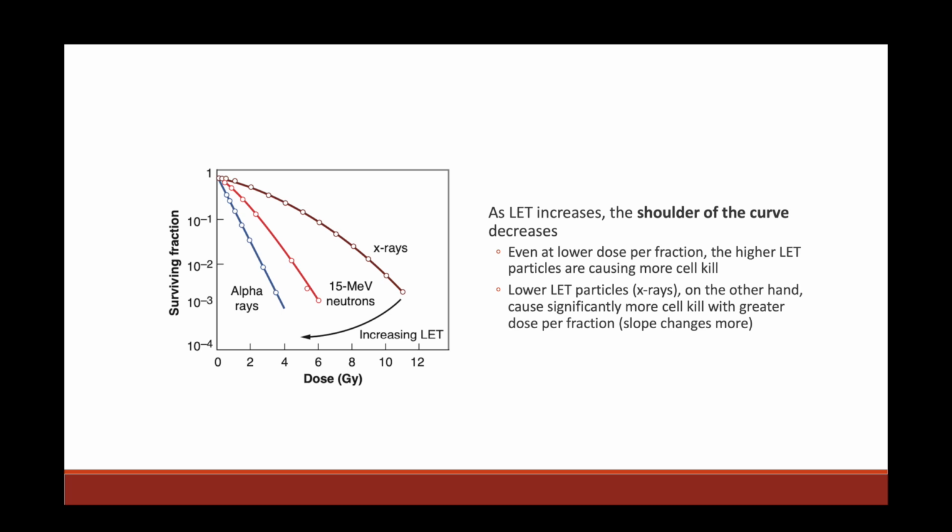With X-rays, however, which are lower LET, they are causing significantly more cell kill with greater and greater dose per fraction. So the slope is changing more, and therefore there's a higher shoulder of the curve. So that's just a visual depiction of this. For some people, I think this helps. For others, it doesn't. But the biggest thing to realize is that X-rays have the lowest LET, neutrons have a higher LET, and alpha rays have an even higher LET when we're comparing types of radiation. And because X-rays have a low LET, they have the biggest shoulder of the curve. Higher LET radiations don't have as much of a shoulder.